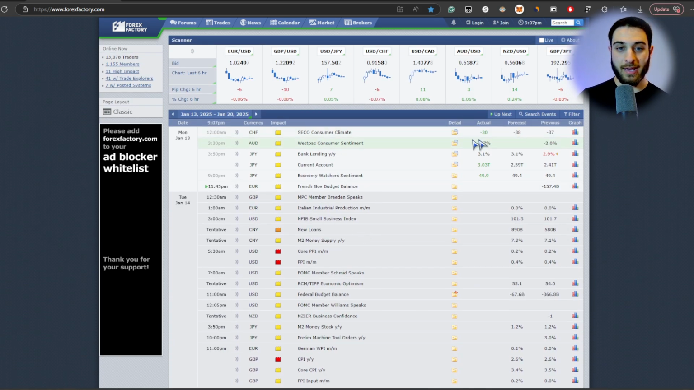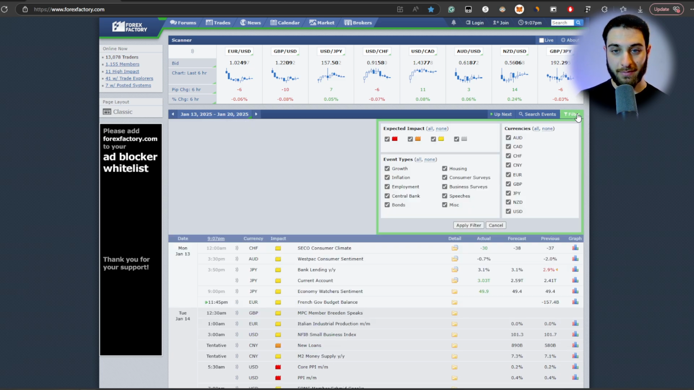But I don't really care about these yellow ones, because if we look at the filter and look at what these mean, low impact. So that means they're not really going to impact the market. And if you keep them on and you observe the market, you're going to see most of these don't really cause an impact in the market. So what I do is I check out this one, and I only keep the orange, which is medium impact, along with the red, which is high impact, and this gray one, which is non-economic.